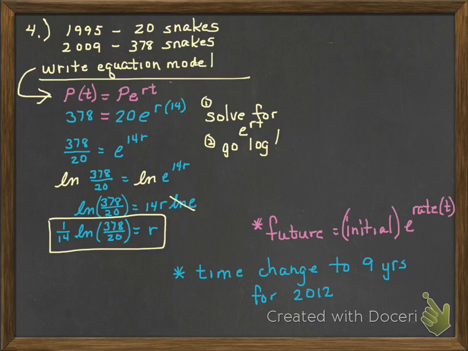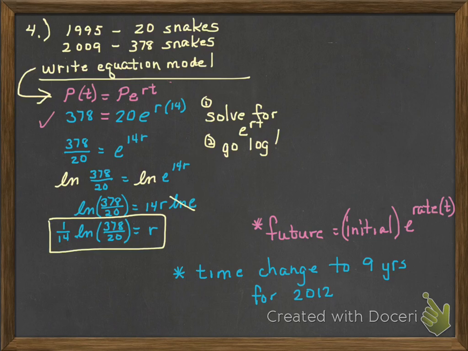Oh, I love this one with the pythons. We're going to have nightmares. But I set it up. There's your beginning year, 20 snakes, 2009, 378 snakes. And these are going to be continuous growing. And there you are, your initial amount to your future value. You just set it up.